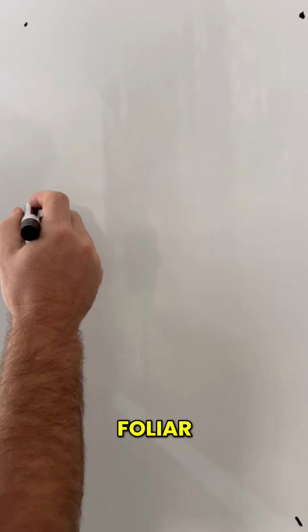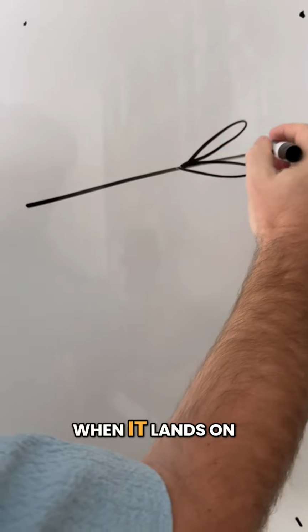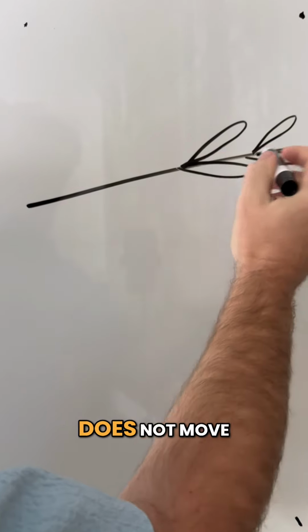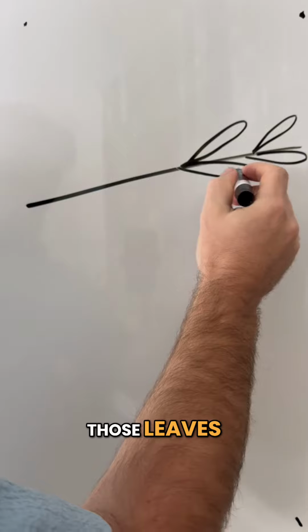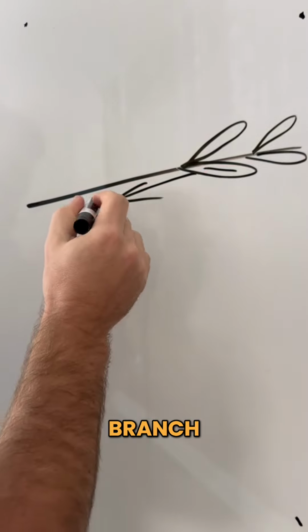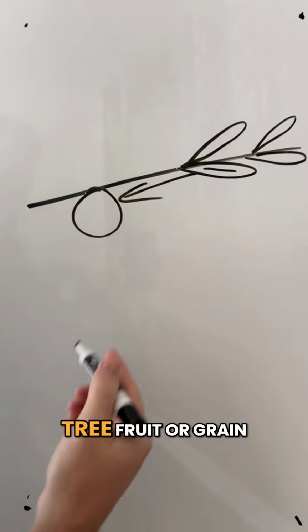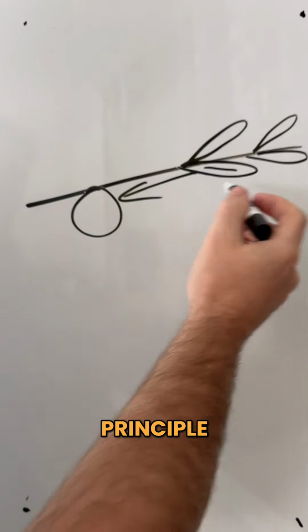When you apply a foliar application of ionic calcium, when it lands on the leaf surface, it does not move from those leaves, out of the leaves and back down the stem or the branch and into the fruit. And this doesn't matter if we're talking about tree fruit or grain crops, it's all the same principle.